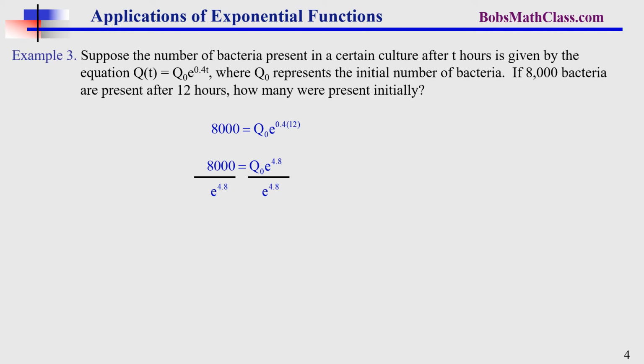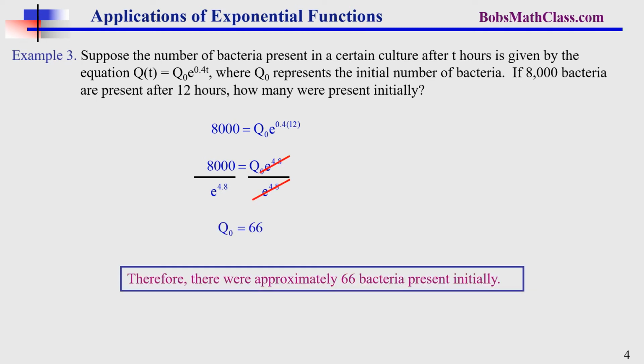Type that into your handy dandy calculator, and you'll get your answer of 66. So there were approximately 66 bacteria initially. It might have not come out to 66 exactly, so with bacteria, we round to the nearest whole number.